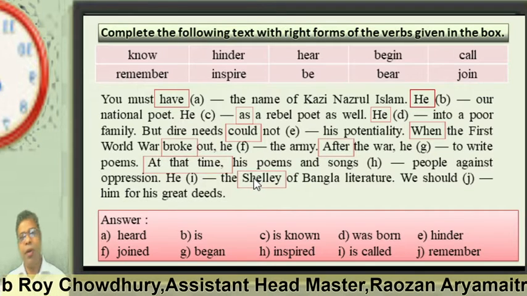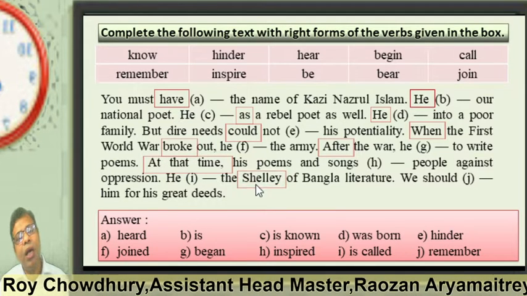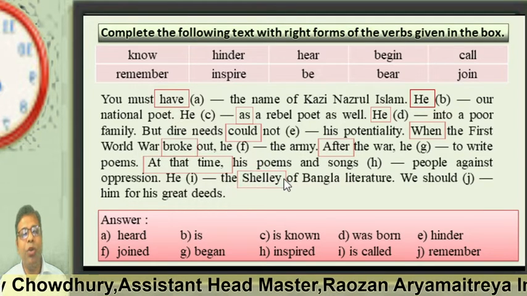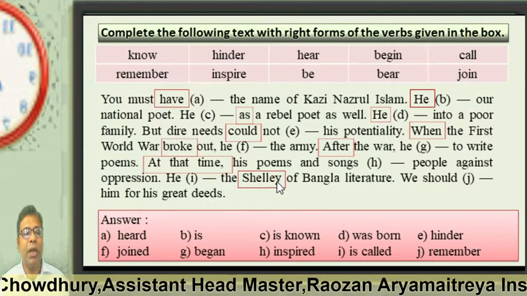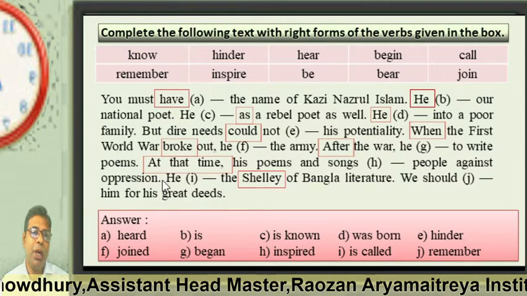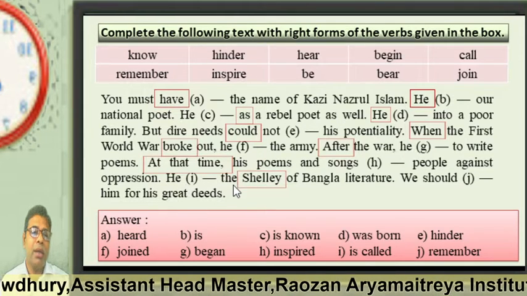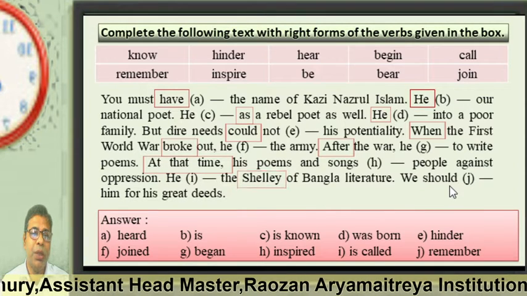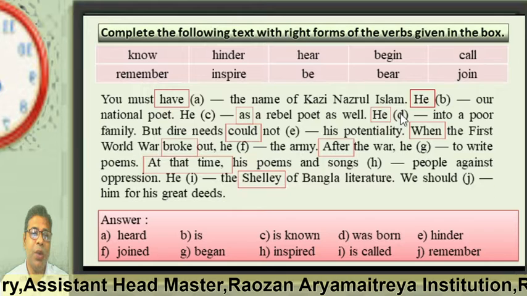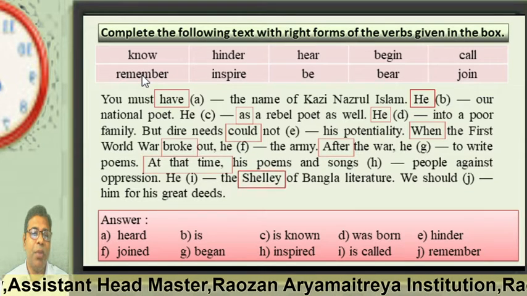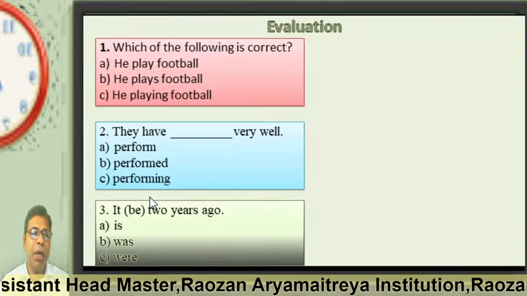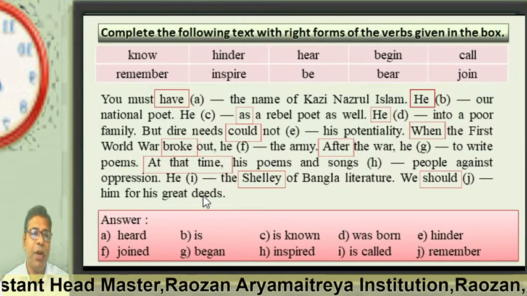He dash the Shelley. Shelley now becomes a common noun: if there is no article, it is a proper noun; if there is an article, it is a common noun. He is called the Shelley of Bangla literature. We should dash: should is a modal auxiliary, so we use the present form. We should remember him for his great deeds.